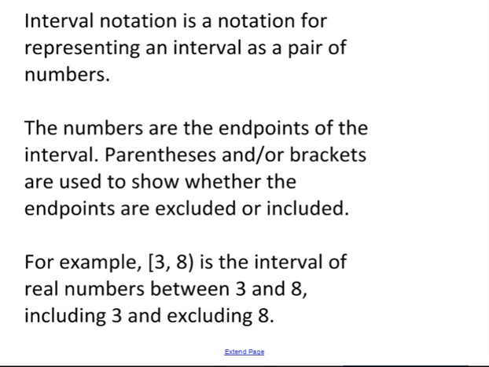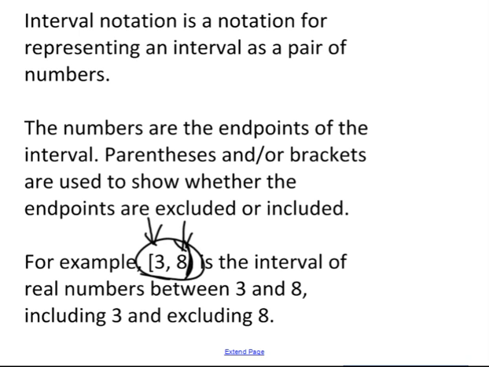Okay, interval notation. You probably have not seen interval notation before, but this is actually why we've switched, instead of open and closed circles, to the parentheses and brackets, so it actually matches interval notation. Interval notation is just another way, instead of graphing on a number line, that gives you the same information. It's just another way of writing it. The numbers are the endpoints of the interval. The number on the left is going to be the smallest number. The number on the right is going to be the largest number.